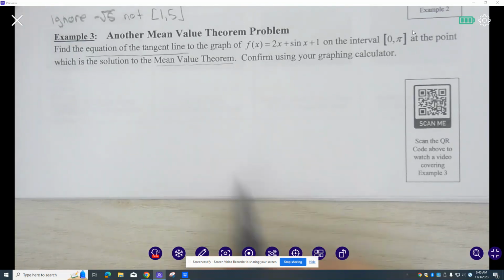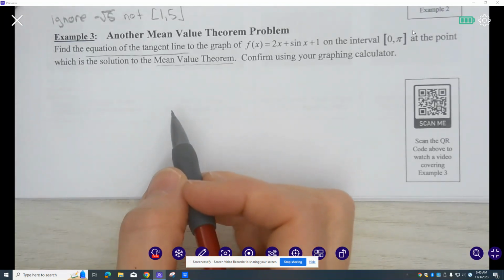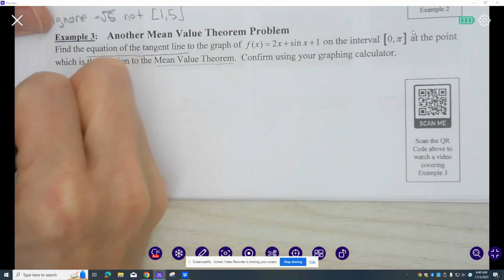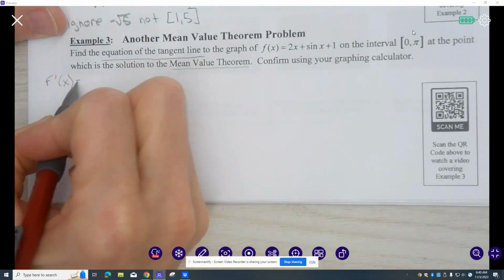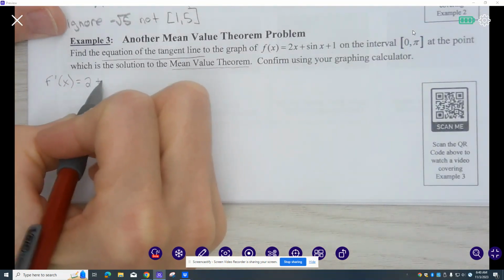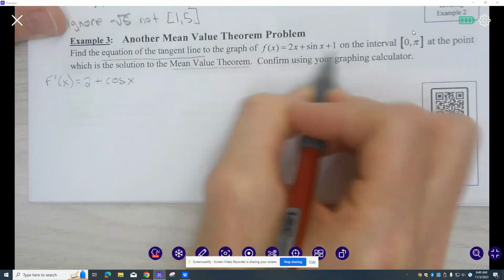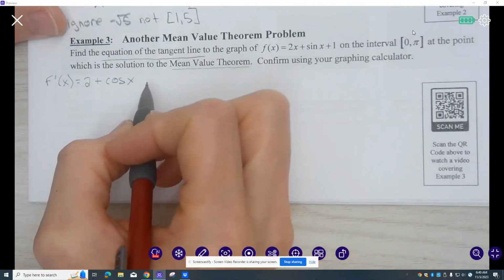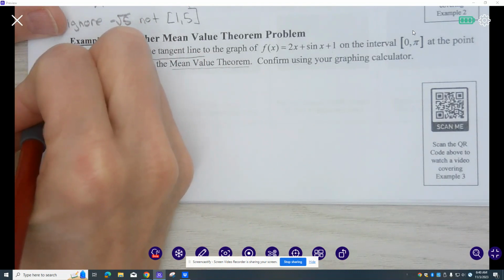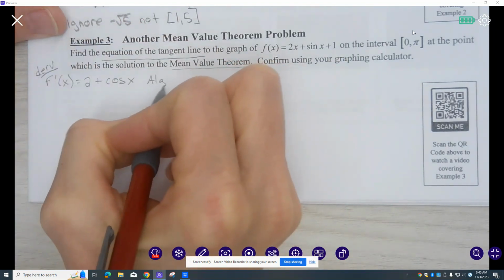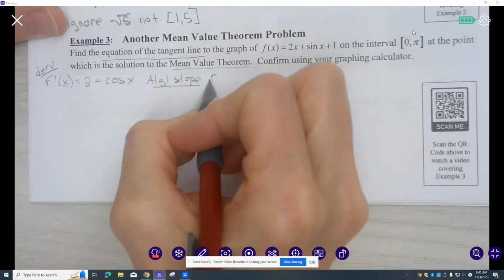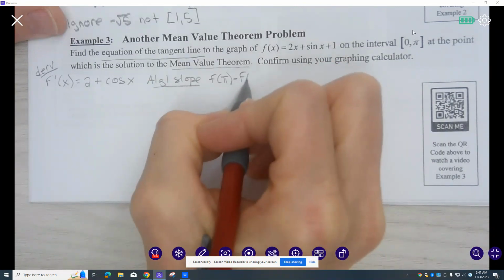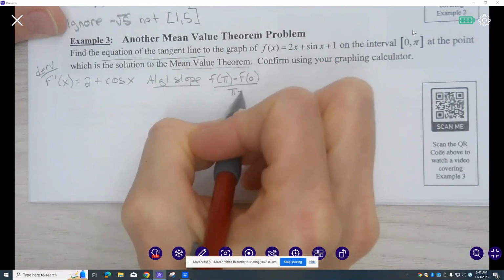So mean value theorem is where derivative equals algebra 1 slope. So let's find both of those. So f prime of x equals 2 plus cosine of x. So that's our derivative. And now we need algebra 1 slope, which is going to be on this interval f of pi minus f of 0 over pi minus 0.